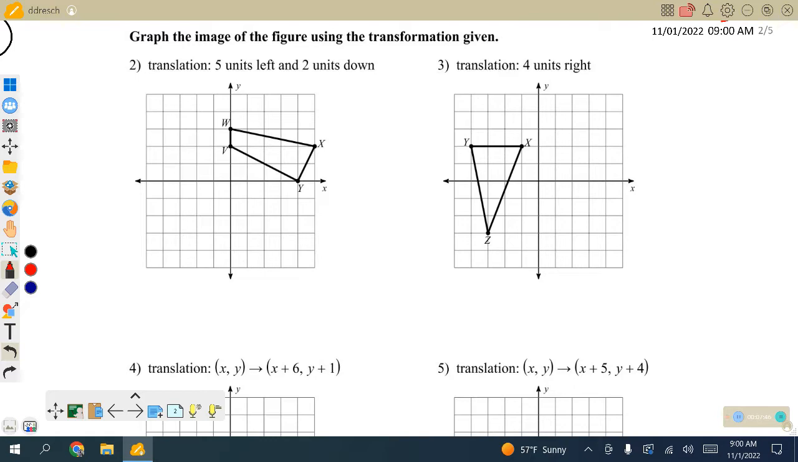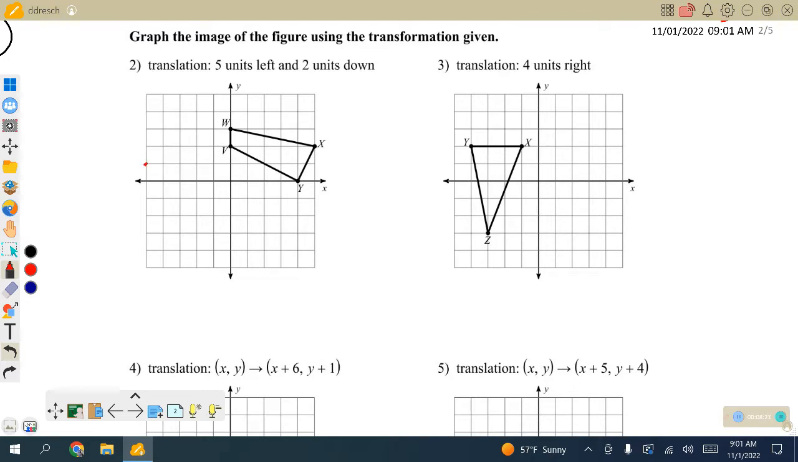Okay, so we want to go 5 units left and 2 units down. Basically, as long as you can count and you know your directions, it's pretty hard to screw up a translation. It's not impossible, but it is kind of hard to do. So 1, 2, 3, 4, 5. Oops, forgot to do down, didn't I? Down 2, 1, 2.